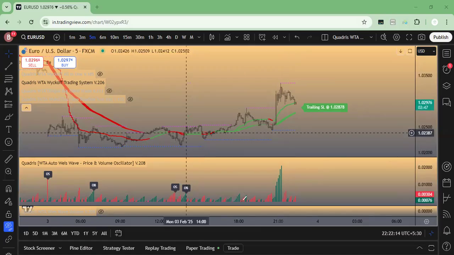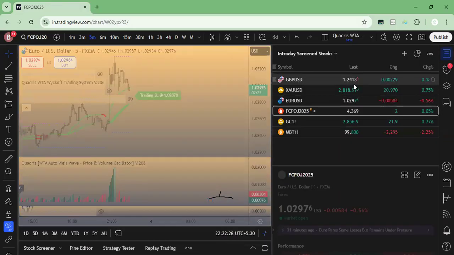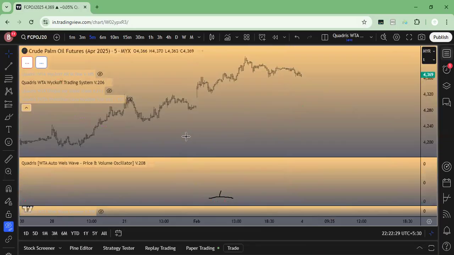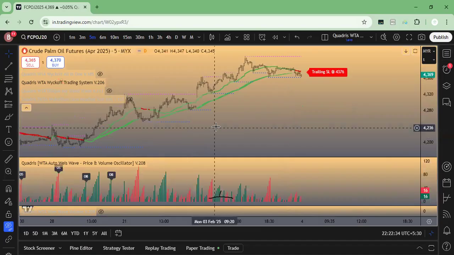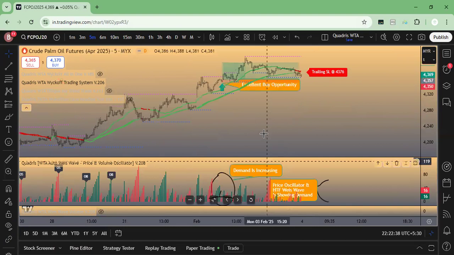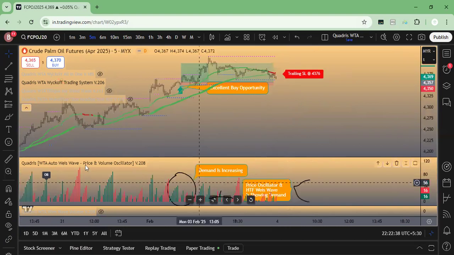So one student asked me, though the volume is not that much, it is decreasing, but I mentioned volume is increasing. I think this was the case with FCPO. This student asked me in this particular chat of 5 minutes. One second, let me bring up my tools. Okay. Here he asked me demand is increasing.